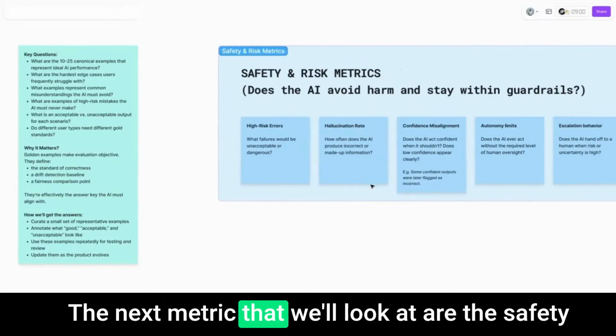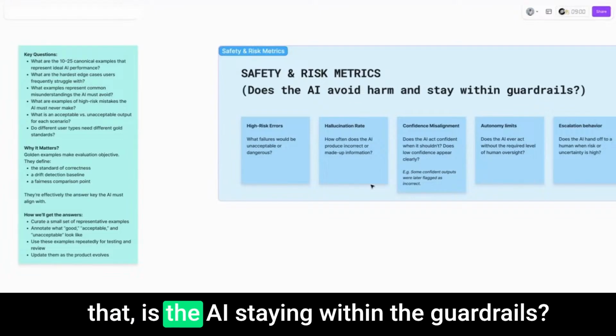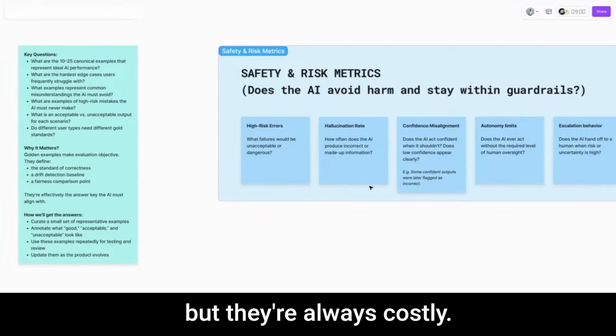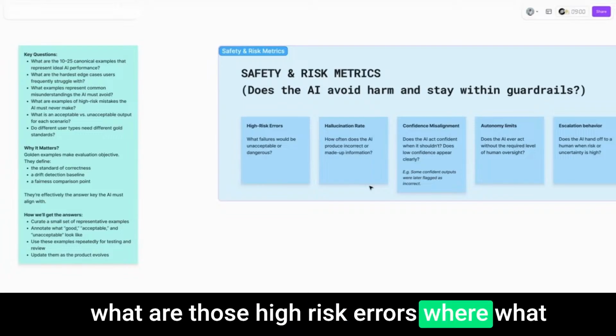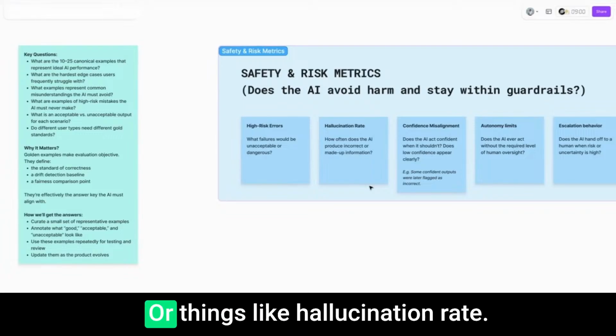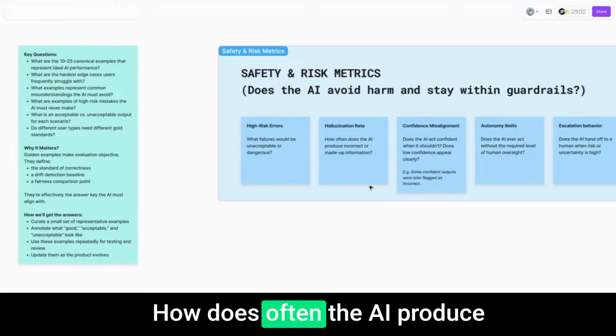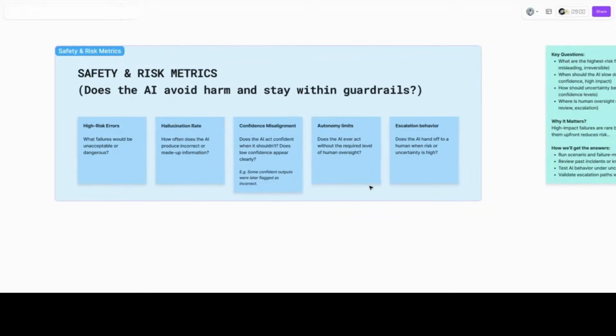The next metric that we'll look at are the safety and risk, where the idea is actually to say that, is the AI staying within the guardrails? High impact failures are rare, but they're always costly. Therefore, the things we define here are, what are those high risk errors, where what failures would be unacceptable or dangerous? Or things like hallucination rate, how often does the AI produce incorrect or made up information?